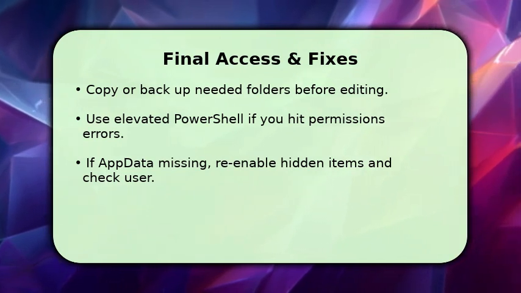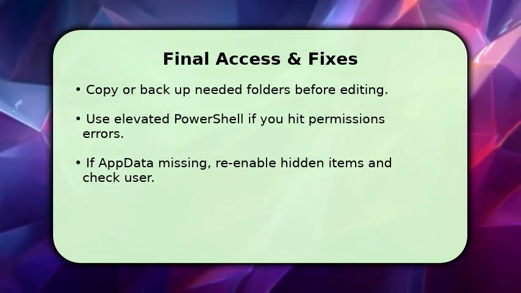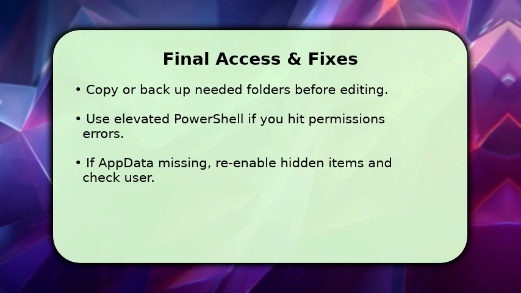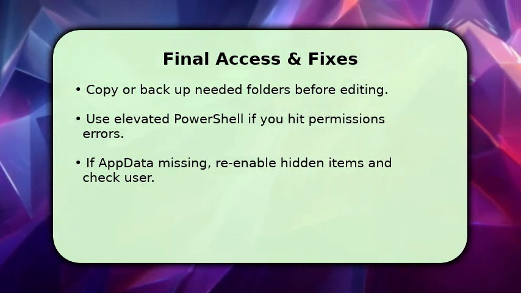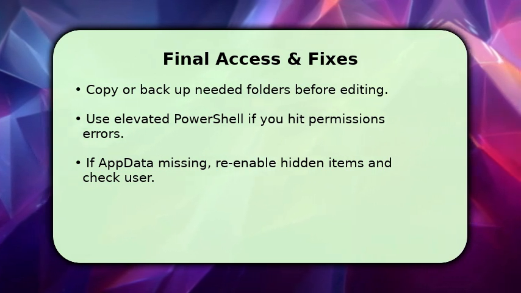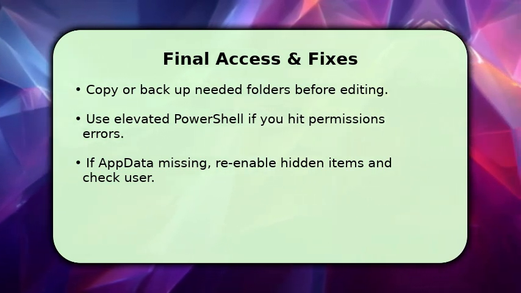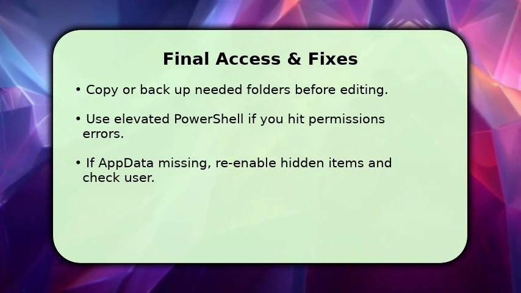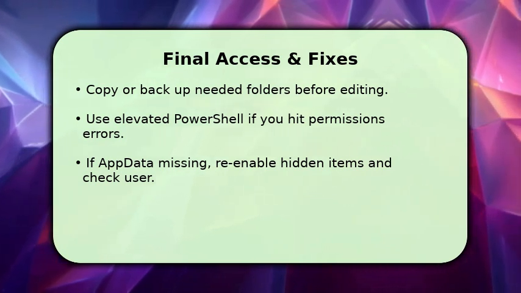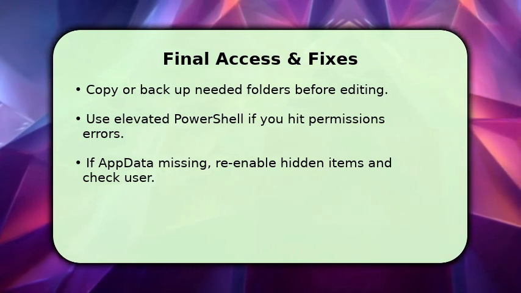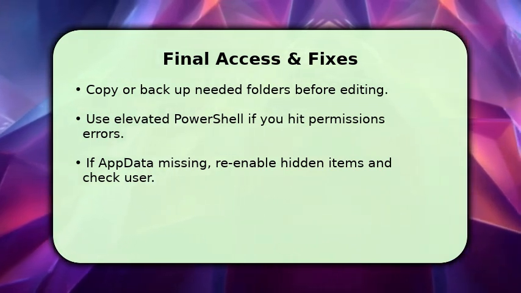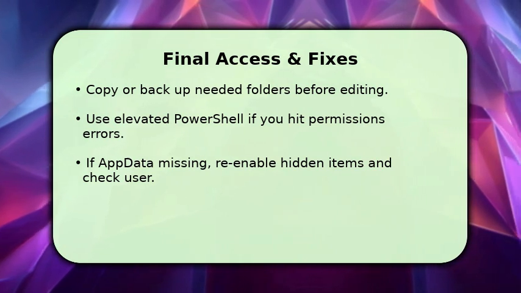If Explorer blocks access, open PowerShell as administrator and use Get-ChildItem or takeown/icacls to change ownership carefully. Once done, restart the app to verify settings loaded. If you cannot find AppData, make sure Hidden Items is still on and confirm you're in the correct user profile. That single check resolves most missing folder problems and prevents accidental edits to the wrong account.